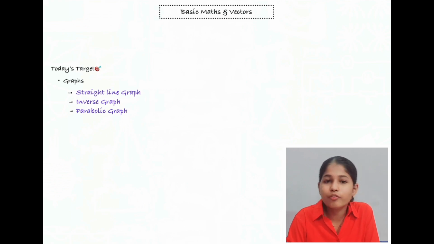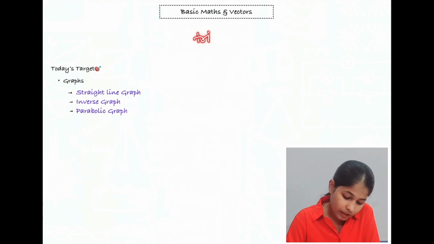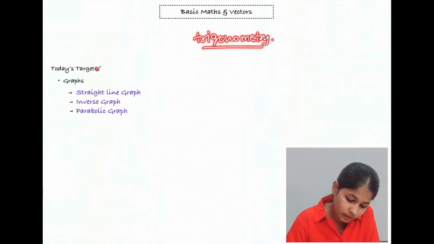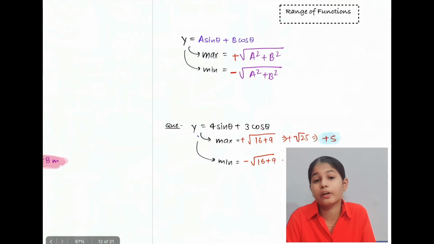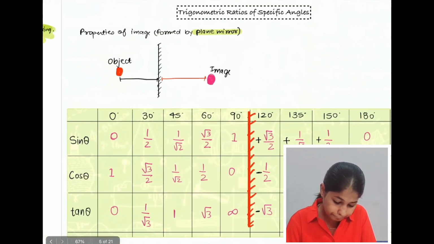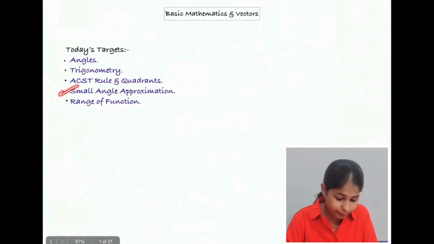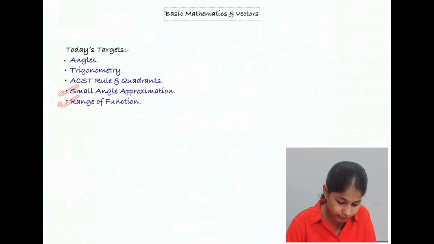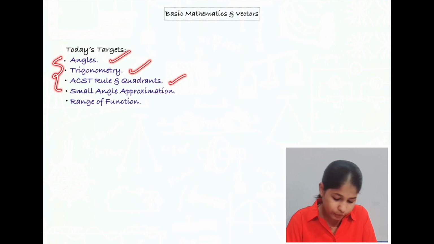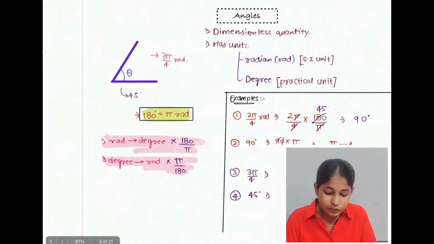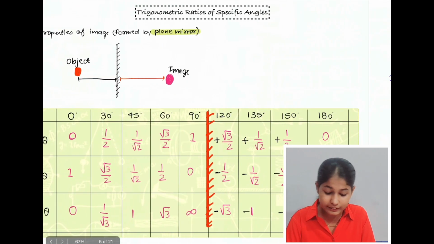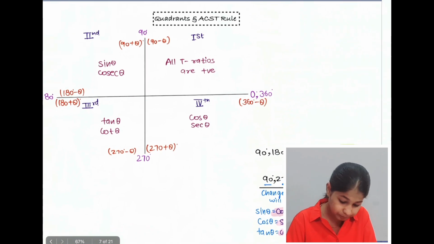Then we have already covered our trigonometry and some of the very important basic concepts. It also consists of some new topics like small angle approximation and range of function. Then we have already completed angles, trigonometry, ACST rule and quadrants. So these are the things we have already revised in our previous video, as you can see.